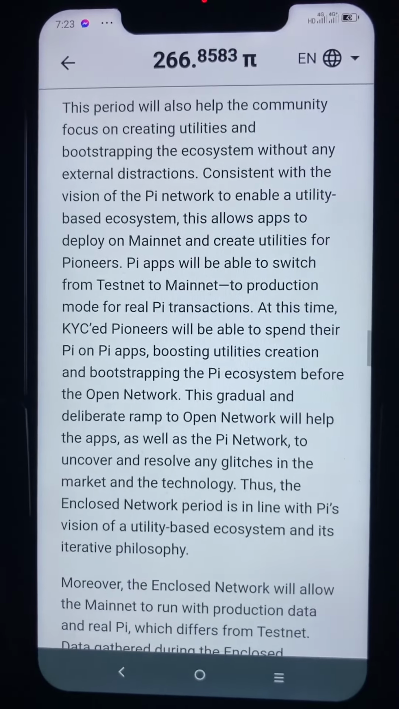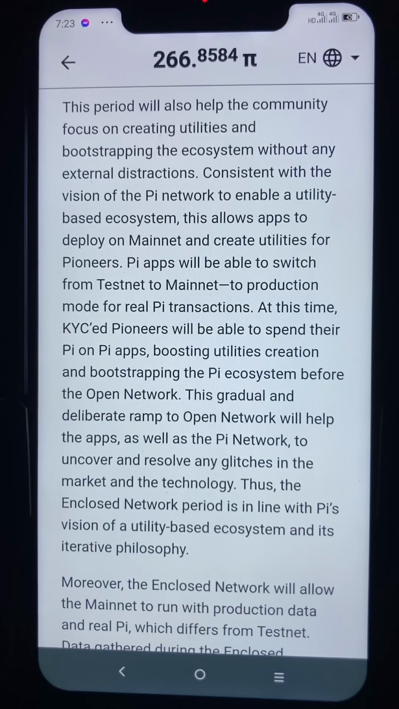This period will also help the community focus on creating utilities and bootstrapping the ecosystem without any external distractions, consistent with the vision of the Pi network to enable a utility-based ecosystem. This allows apps to deploy on mainnet and create utilities for pioneers. Pi apps will be able to switch from testnet to mainnet to production mode for real Pi transactions. At this time, KYC pioneers will be able to spend their Pi on Pi apps, boosting utilities creation and bootstrapping the Pi ecosystem before the open network.